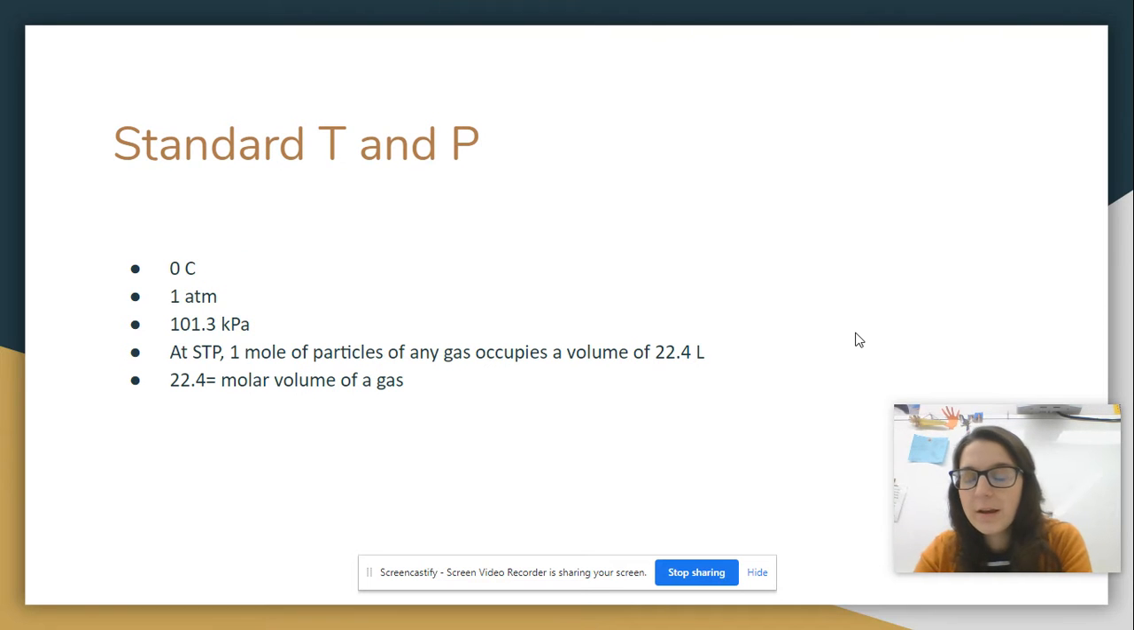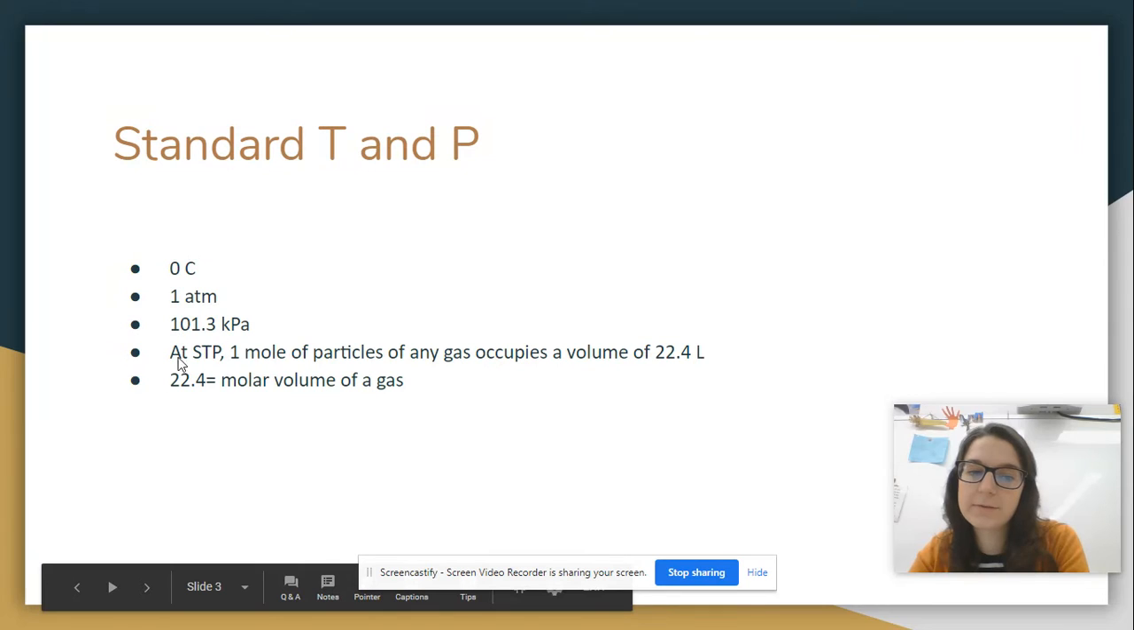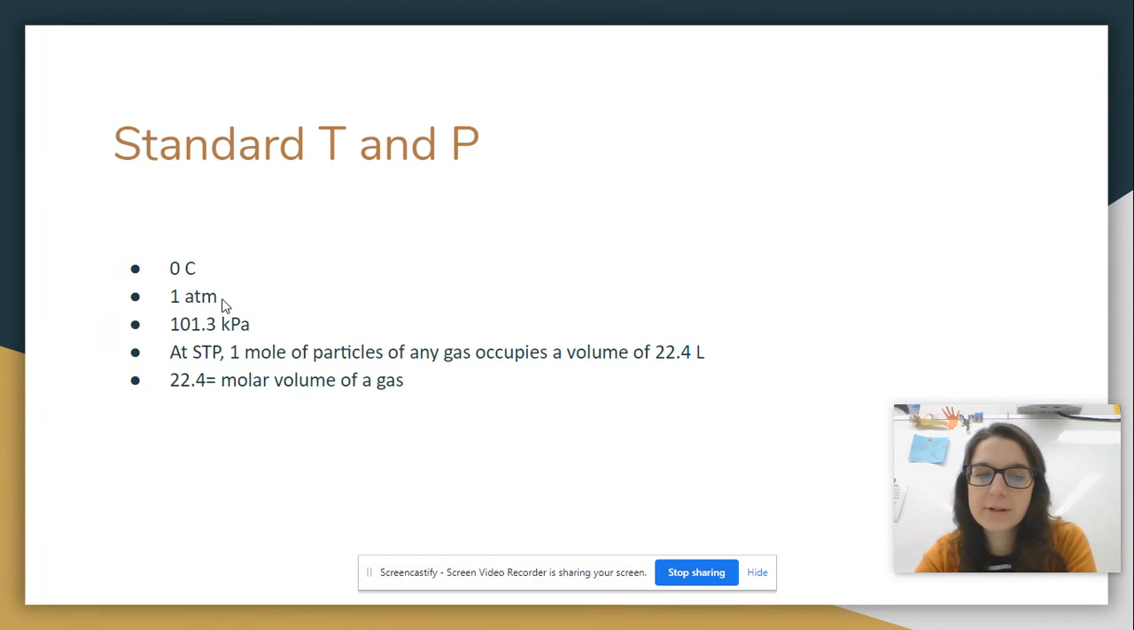In science, we have these conditions called standard temperature and pressure. That just makes things a little bit easier to compare different research. Standard temperature means 0 degrees Celsius, so that's the freezing point of water. And pressure would be 1 atmosphere, which is also 101.3 kilopascals, which is the second value here. But usually we talk in atmospheres.